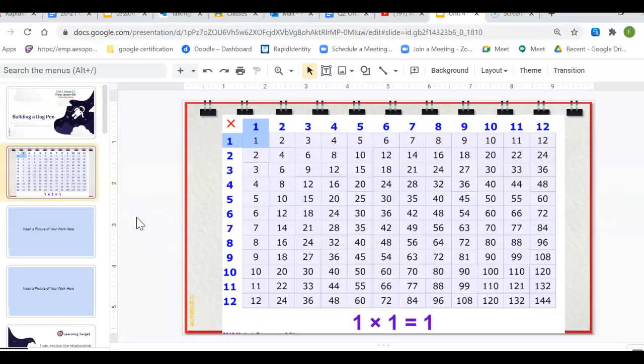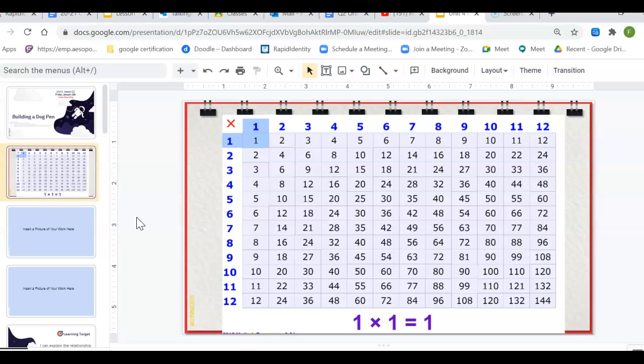And on our next slide, you'll see I've got our multiplication table here, and this is here again as a resource for you. If you forget certain numbers when you do your math facts, then you can always come back here.